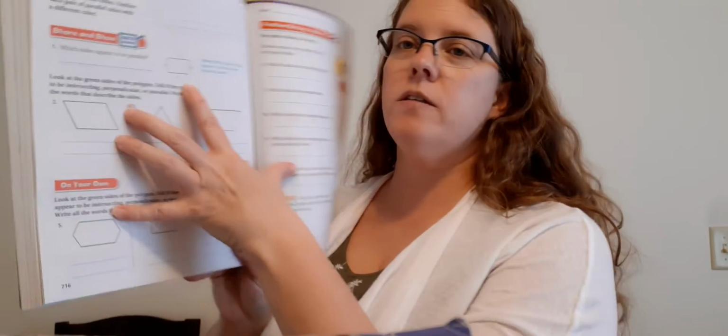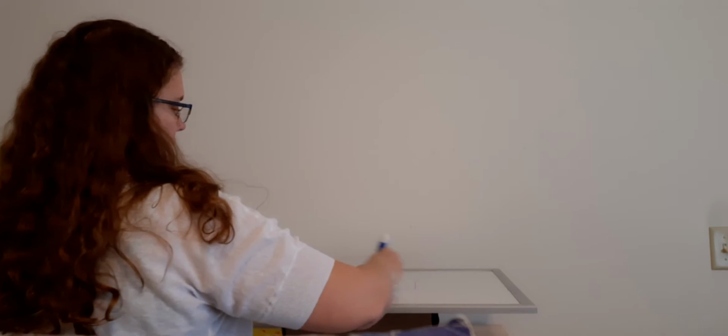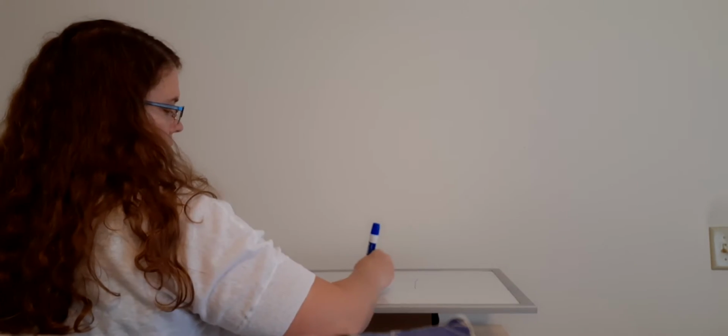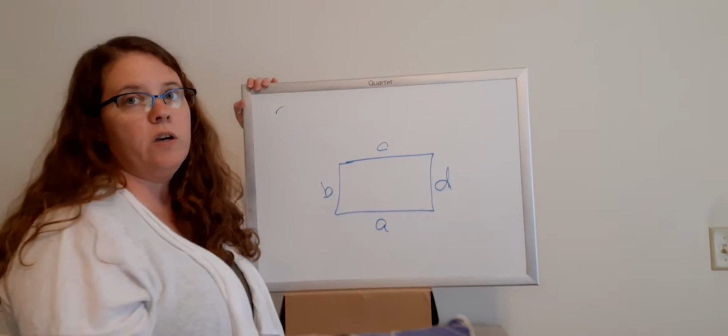Number 1 says, which sides appear to be parallel? Well, look at this shape here. They have the shape of a rectangle. So if I draw a rectangle and I put my letters here, we have C here, we have a B, we have an A, and we have a D. Okay, so here's my shape.